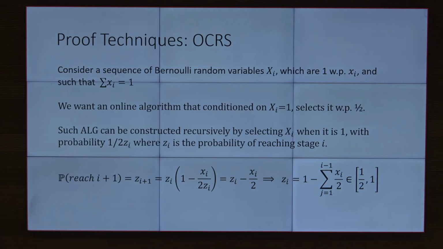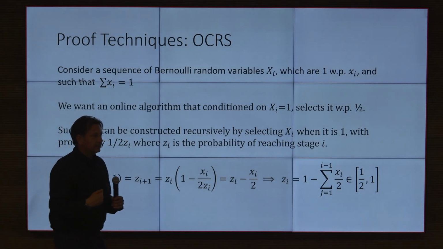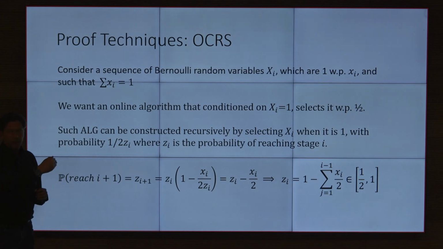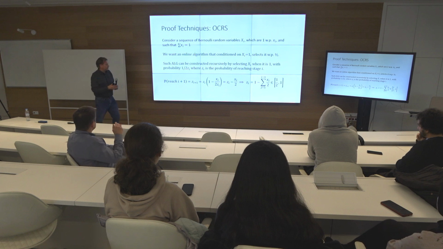So I guess the easiest example is to think of just 2 coins, just 2 random variables. The first one is 1 with probability 0.9 and 0 with probability 0.1. And the second one is 1 with probability 0.1 and 0 with probability 0.9. If you select the first one whenever it's a 1, then the probability that you actually go to the second stage is only 0.1. And therefore, conditioned on the second one being 1, you will pick it with probability at most 0.1. You cannot pick it more often than that. So that's not going to satisfy this property.